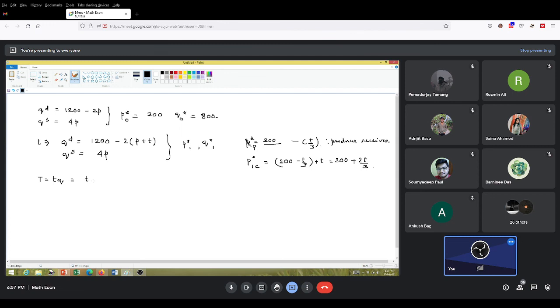Next is, what is the tax revenue? So it is T into the quantity; you have to put in the demand function. So 1200 minus 2p, and then you have to put in the price. Can you solve it please? I'll come back in 1 minute.